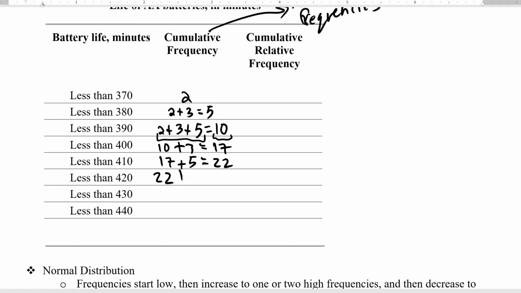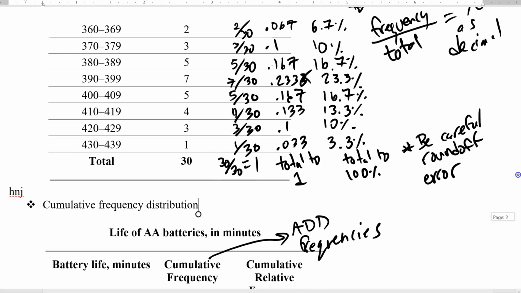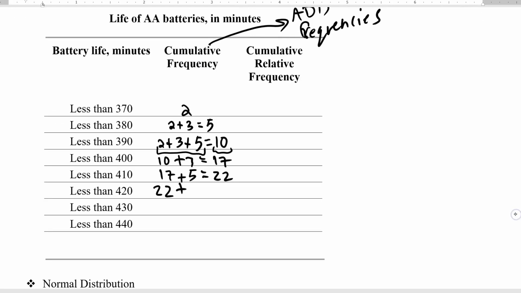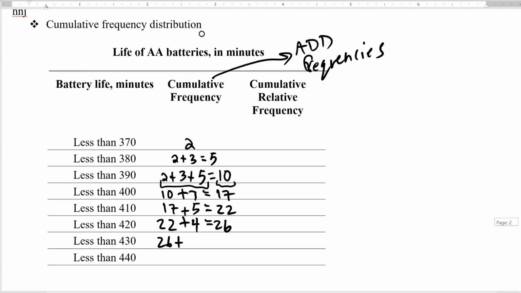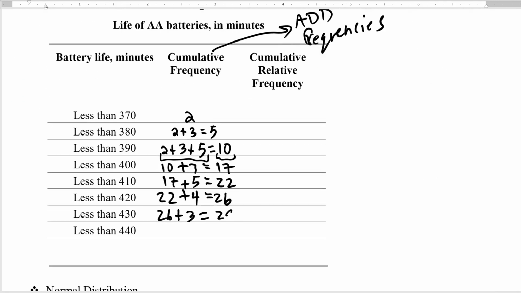The next one should be 22 plus, looks like 4. 26 plus, looks like 26 plus 3. And last, 29 plus, how many were in that last category? Now the cumulative frequency should total at the end. This should be the total. We added everything up to the highest point, so it should total to the total.